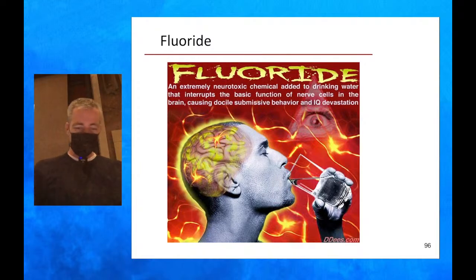Here's another one. Extremely neurotoxic chemical added to drinking water that interrupts the basic function of nerve cells, causing docile submissive behavior and IQ devastation. The story here is that supposedly the government puts this in our water because it makes us obedient and we don't question authority if we're drinking water that has fluoride in it. Again, not true, right? Of course, it's a conspiracy theory and you'd be blue in the face if you argued every conspiracy theory.